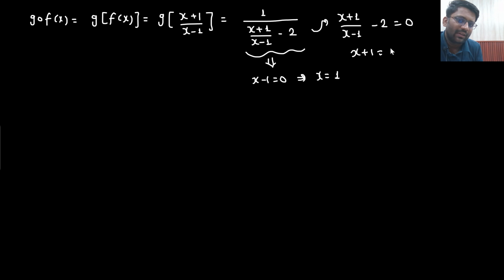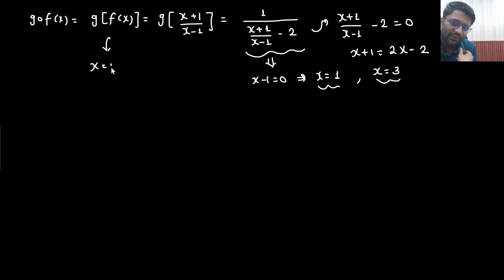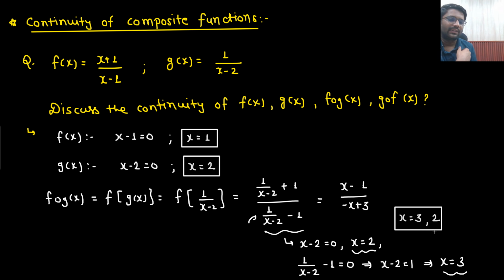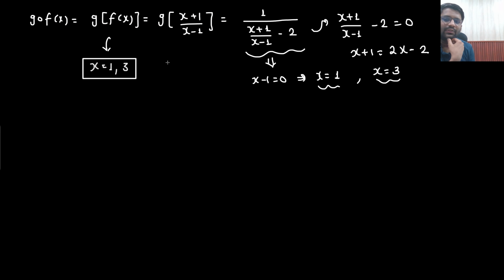That means x plus 1 equals 2x minus 2, this 2 goes here, so it will become 2x minus 2. So this will come out to be x equals 3. So two guys are creating the problem, x equals 1 and x equals 3. So this will be discontinuous at x equals 1 and 3. Understandable? This was discontinuous at 2 and 3, and this is discontinuous at 1 and 3.